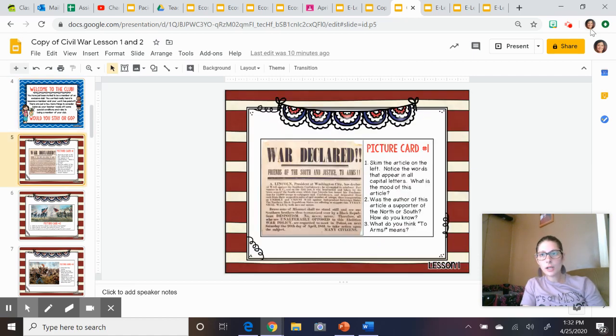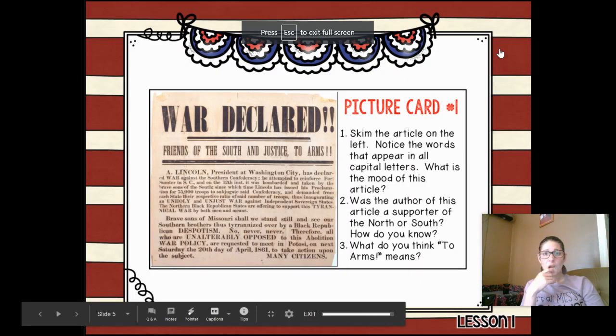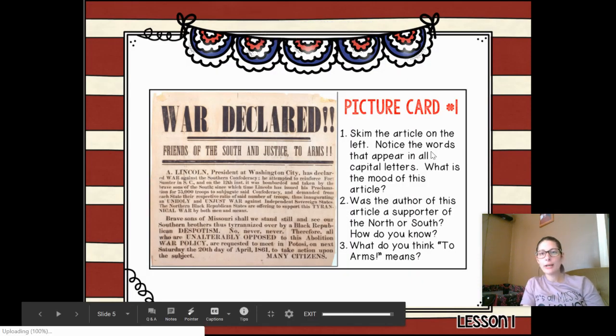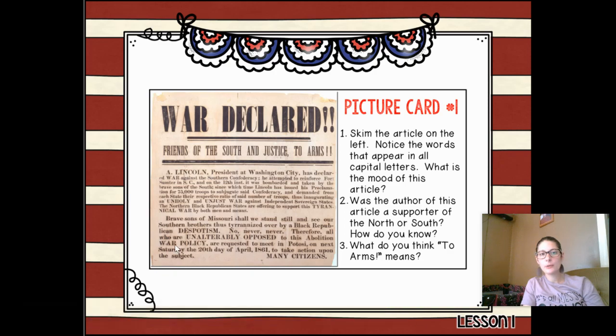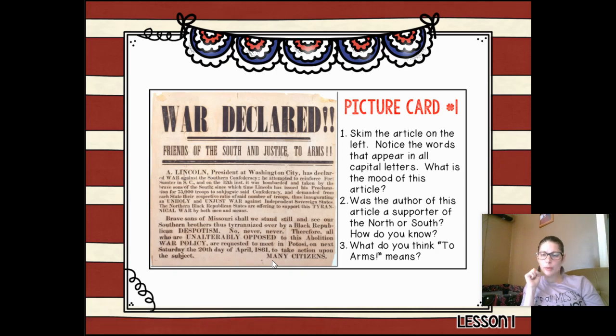All right, so now I'm going to go into present mode so we can look at these picture cards. So it says skim the article on the left. Notice the words that appear in all capital letters. So it's talking about these words here, and some of these words down here at the bottom. What is the mood of the article? Remember, mood is the feeling. How does the article make you feel?